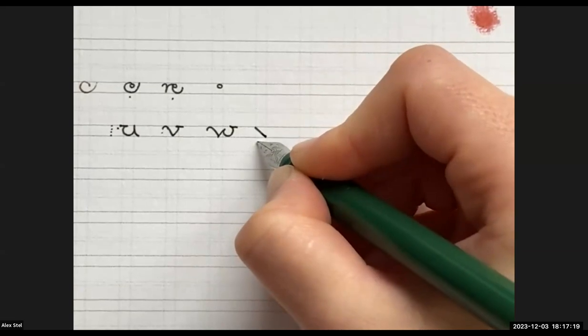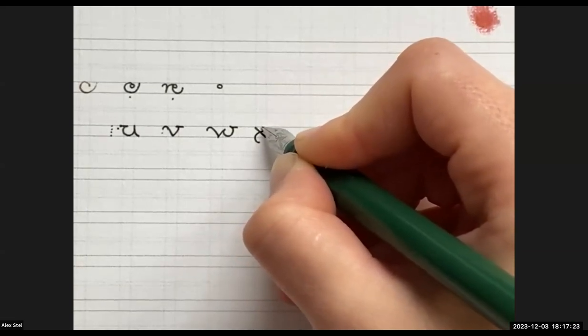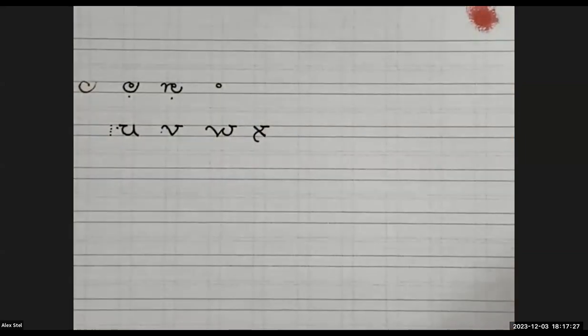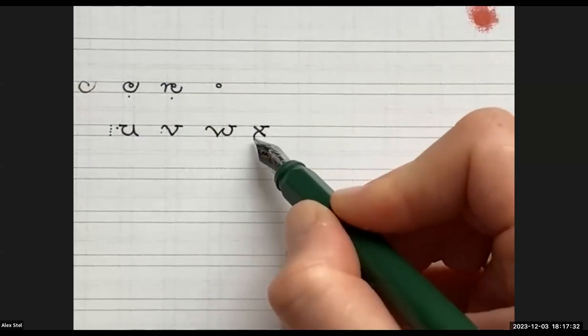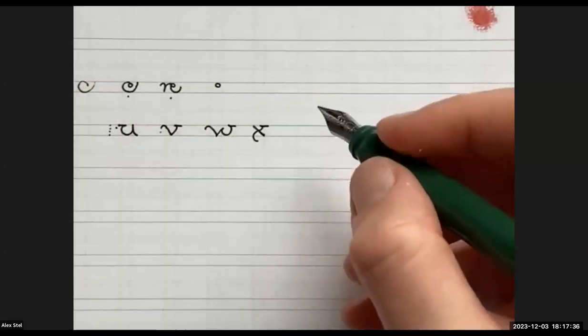We start with a diagonal. Then there is a little bit of a half circle. And again, something just the same as we had in the letter W. Just the same motion. It's just not half of a circle. Now it's a compound curve that ends also with a straight line.